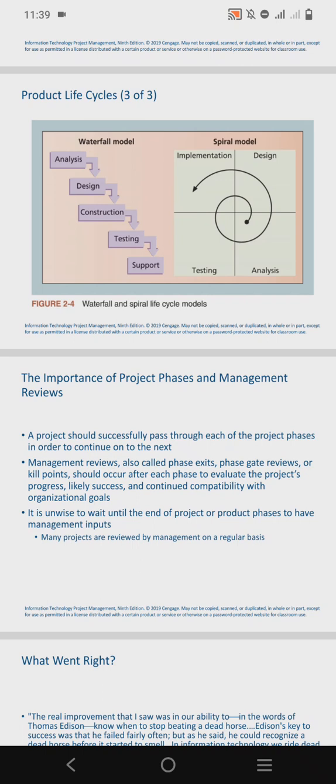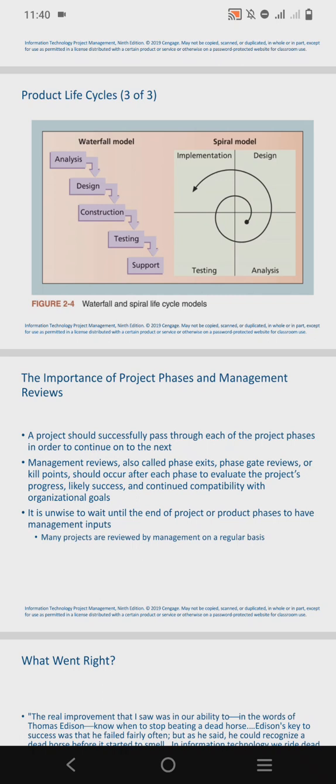A management review, also known as a phase exit, a phase gate review, or kill points, has to take place after each phase of a project. This is done to evaluate the project's progress and to ensure that the process is carried out in accordance with what the organization has set down as goals. It has to be compatible with the organizational goals. So it is not wise to wait until a project has ended before these reviews are carried out.